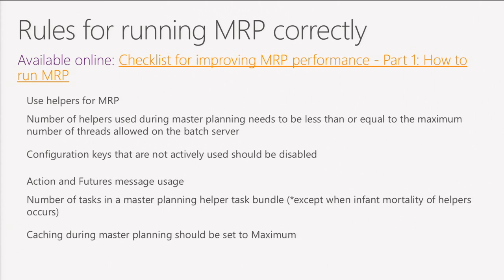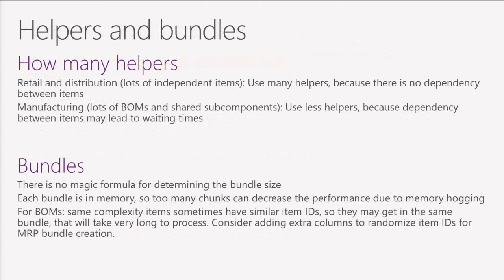So that's a set of rules for running MRP, and as I mentioned, I would like to go a bit deeper in talking about helpers, specifically how many helpers you should use, and bundles, and that's what the bundle size should be. So how many helpers? First of all, the helpers are the parallel threads that help run MRP in parallel, obviously.